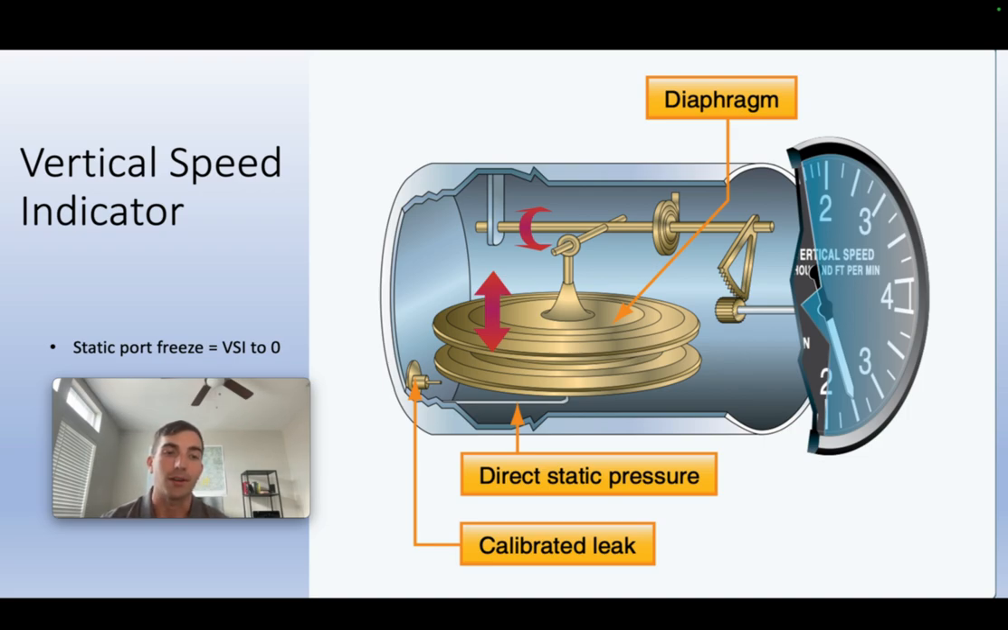Essentially, if you're climbing, you're losing pressure at the static port, and so the calibrated leak is going to let some of that air out, which is then going to actuate all these mechanisms inside of the diaphragm, indicating your vertical speed. Of note, if the static port freezes, the VSI will go to 0, which makes sense because it will equalize inside the vertical speed indicator, and so will no longer show a change.